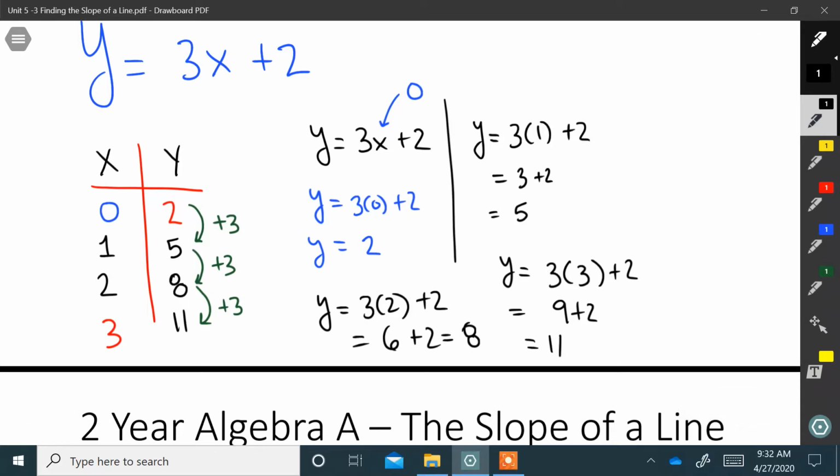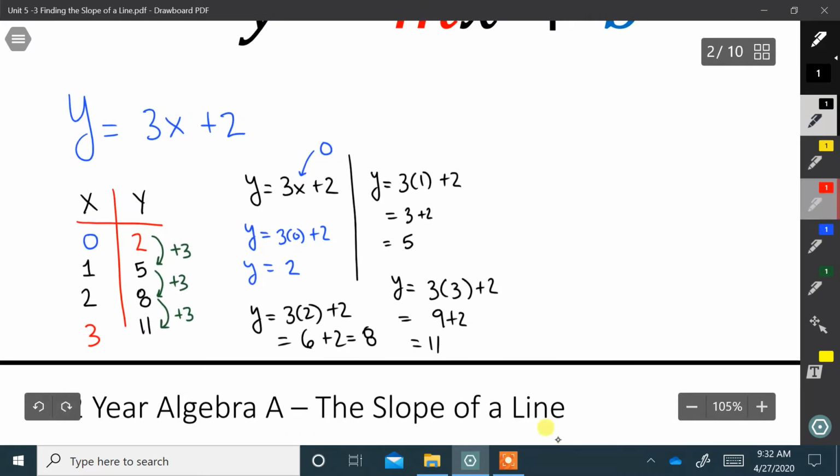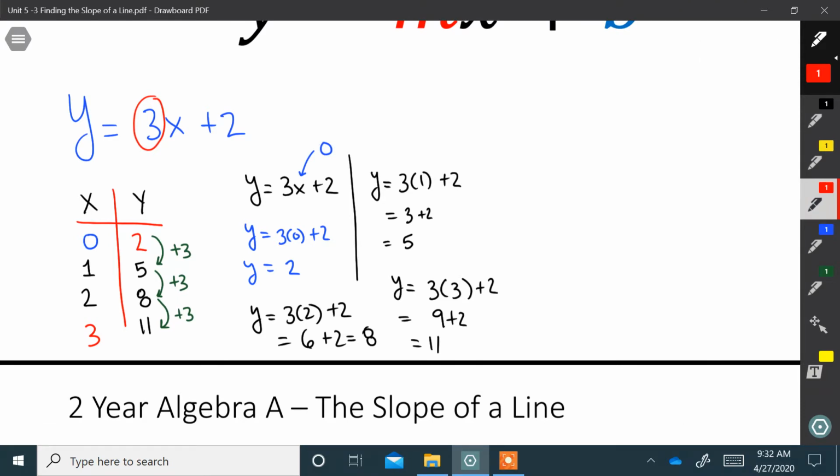Okay? So how did I know that it was increasing by 3? Well, it's simple, because I look at the slope. And what is the slope? This number right here. That number right there tells you how much something is increasing. Okay, so it's going to be increasing by 3 because the slope is 3.